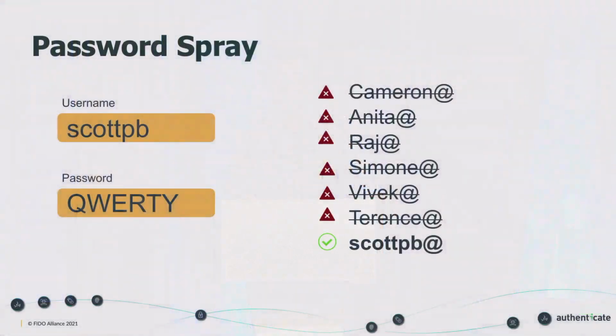The problem is that when you have a password that's easy to remember and easy to type, it's probably easy to guess. And so we're going to discuss a couple threats that come with these weak passwords. The first is something we call password spray. Password spray is when a very naughty person gets a list of usernames for a particular service or app, and then they just use these top passwords against that list. They go right down the list: Cameron, Anita, Raj, all the way down to Scott. That's me. And if I'm using QWERTY, then they're in. So some serious risks there.